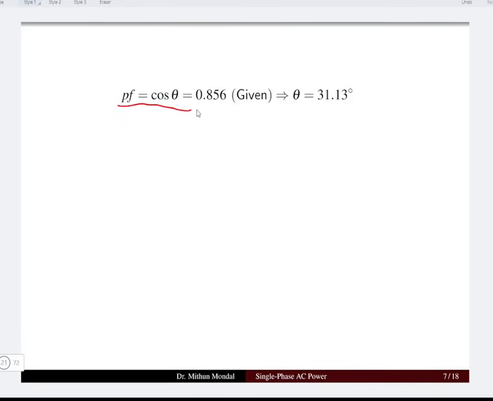So the power factor is given to be 0.856, which will give us the angle between the voltage and the current, theta, using the concept of cos inverse of 0.856, which gives theta equal to 31.13 degrees. Now the complex power is given to be 12 kVA, which is 12,000 volt-amperes.